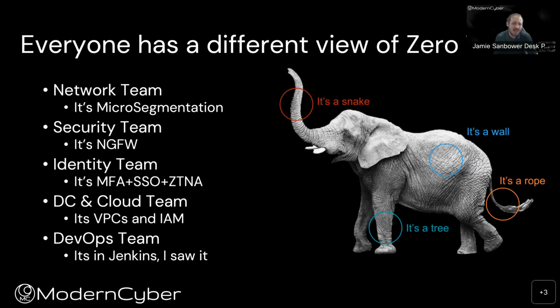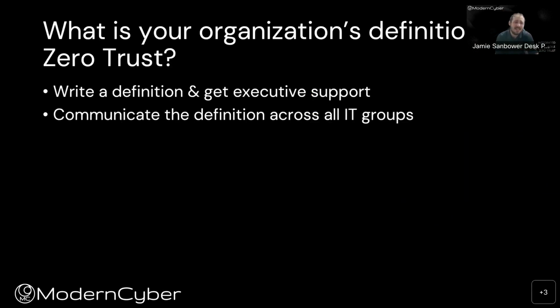The short answer is that an organization needs to take the time to formalize a definition associated with Zero Trust for your organization. Once you write that formal definition, get the executive support and communicate that definition across your different IT groups and teams.